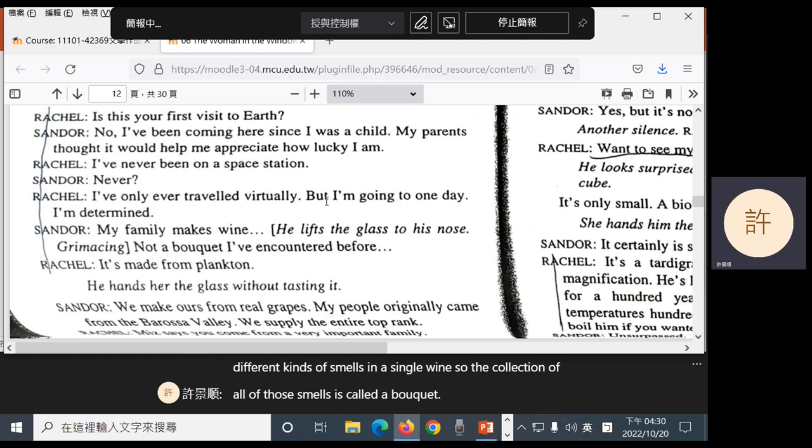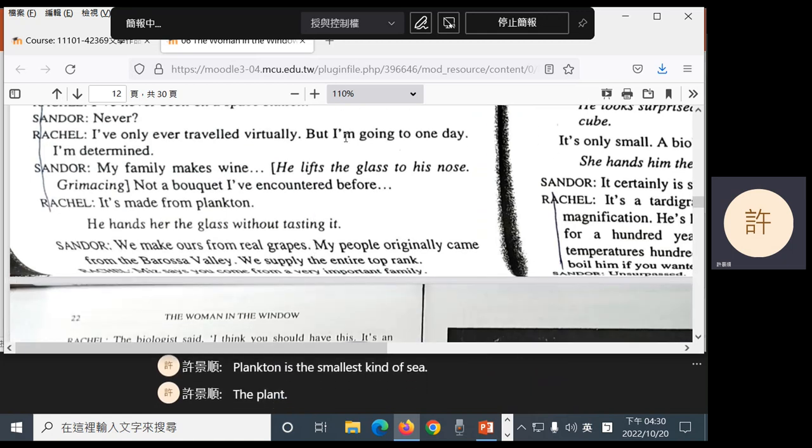So he smells the wine, doesn't smell good. He says, I've never smelled this before. Rachel, it's made from plankton, seaweed. Plankton is the smallest kind of sea plant. So it's not made from grapes. It's made from sea plants.